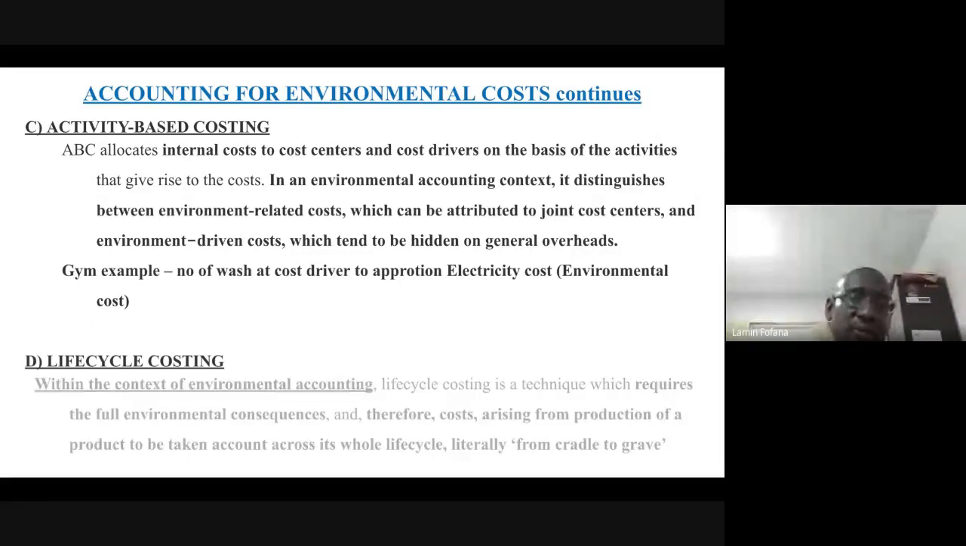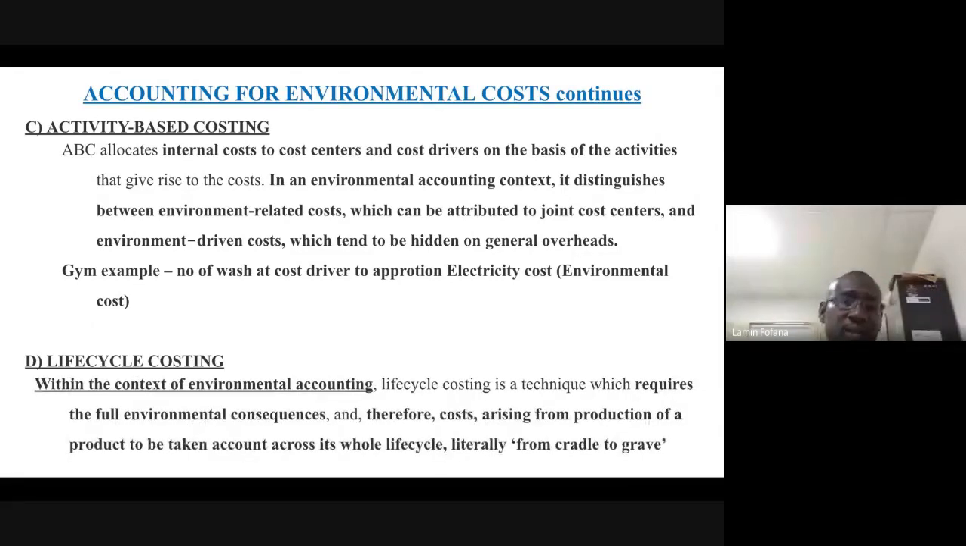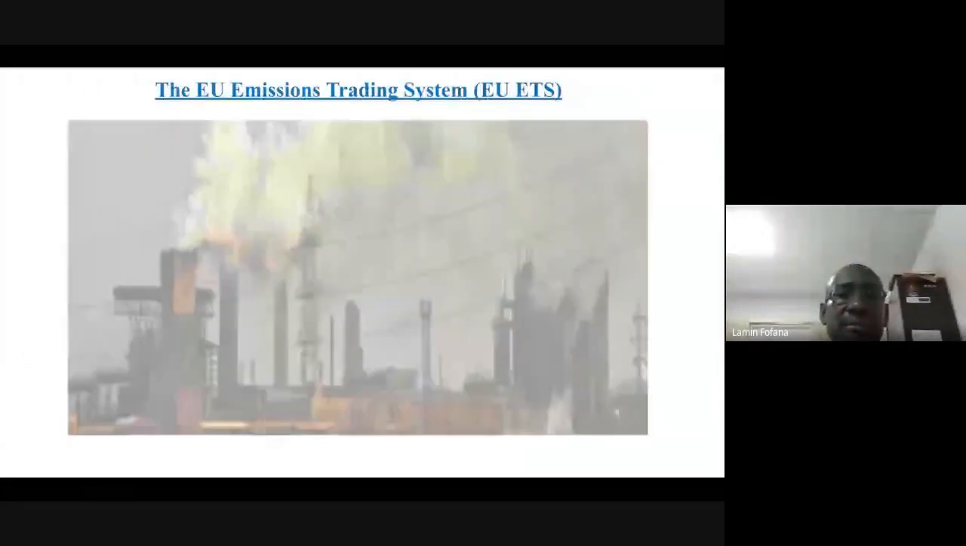Then another method is life cycle costing. Within the context of environmental management, life cycle costing is also a technique that requires the full environmental consequences, and therefore costs, arising from production of a product to be taken into account across its whole life cycle, literally from cradle to grave. So life cycle costing can also be used in EMA.